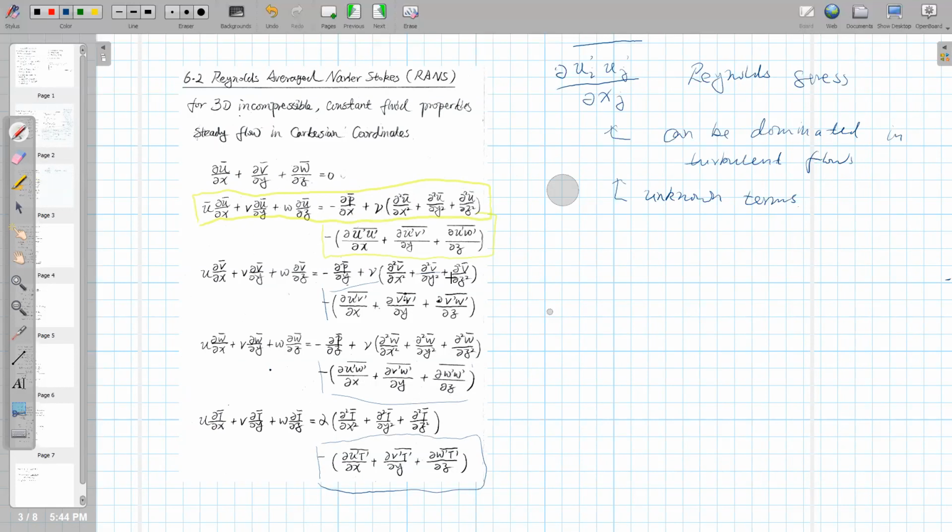We have more unknowns than available governing equations. That means we need more governing equations, right? So we need more equations to resolve these terms.